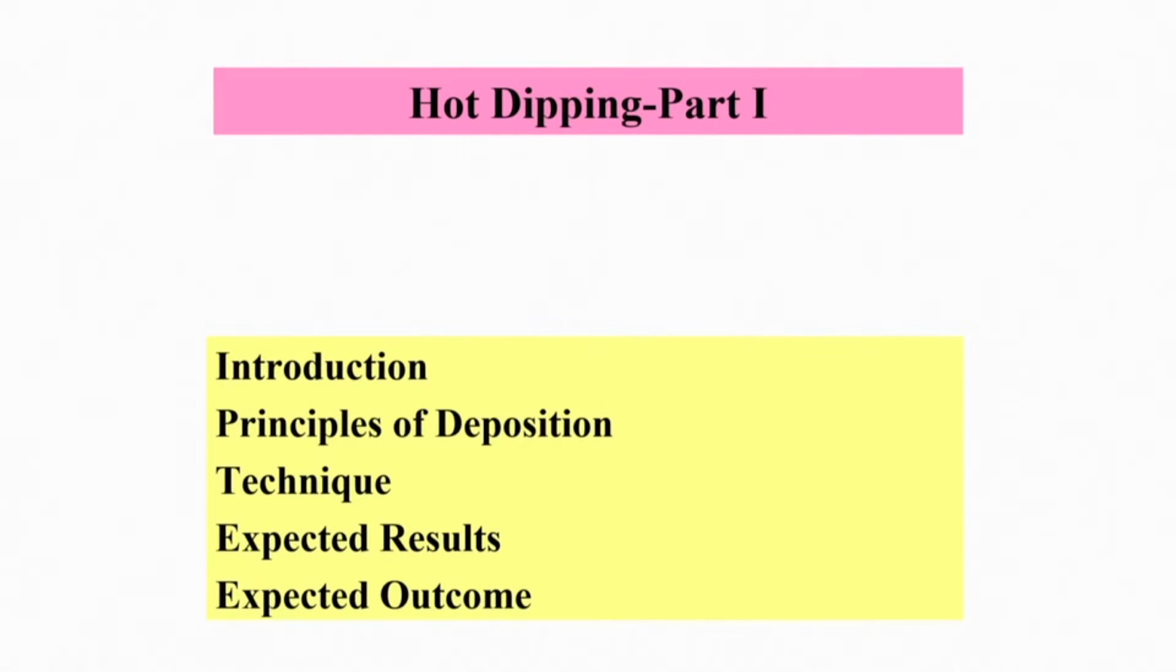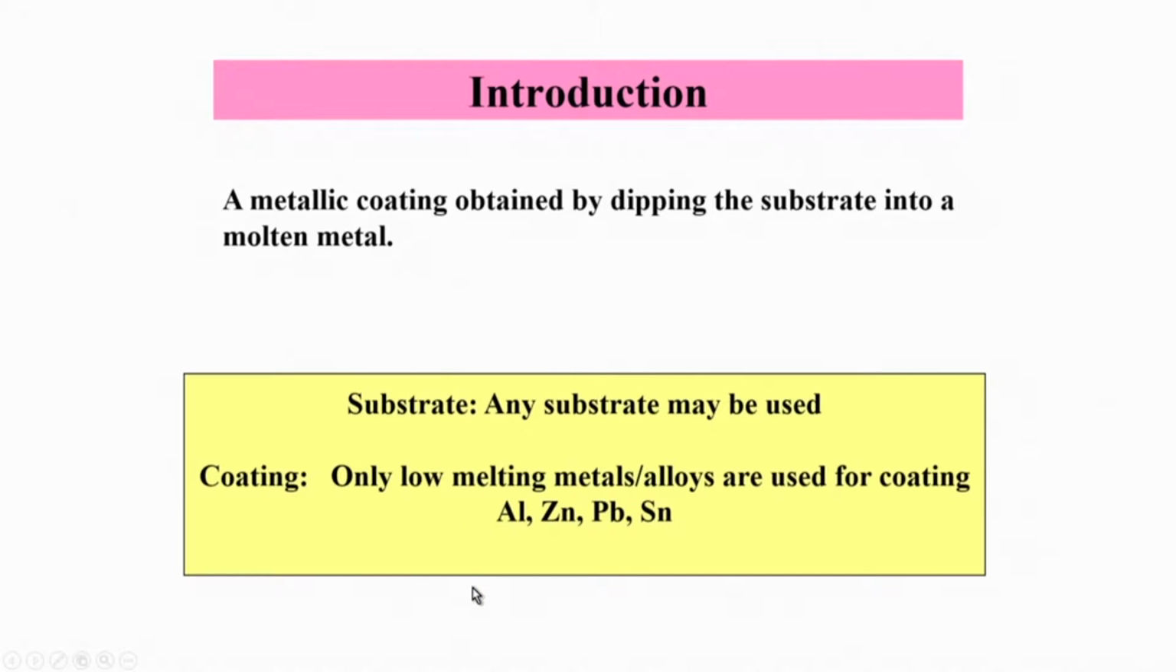First, going to the hot dipping process, we will give a little bit of introduction on hot dipping, then the principles of deposition, the different techniques which are applied for deposition, and then the different outcomes which we get for different materials coated by the hot dipping technique. As the name implies, this is hot dipping.